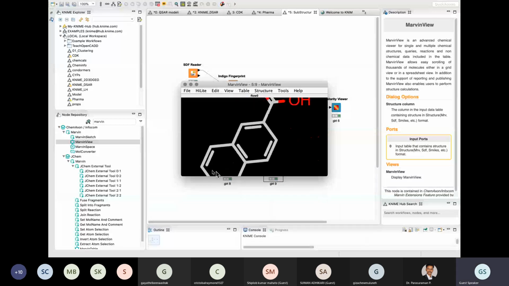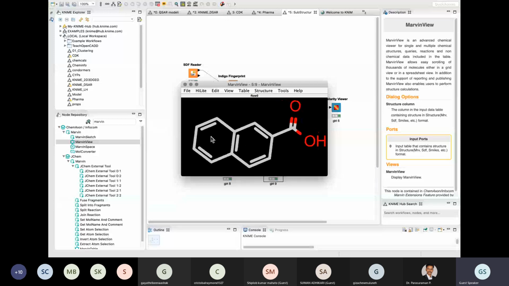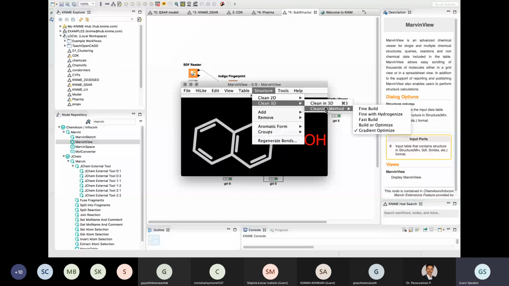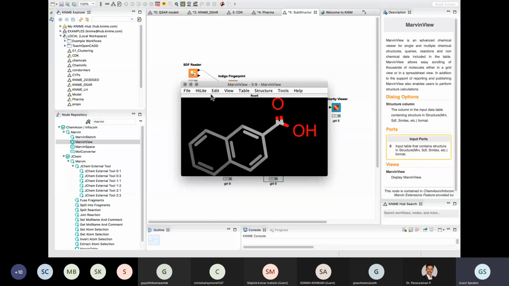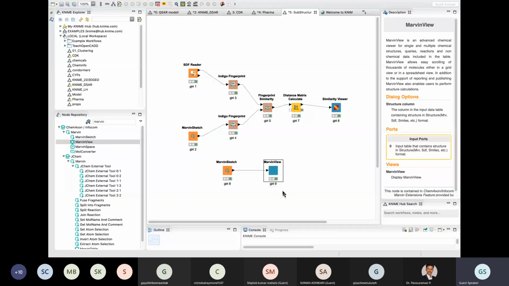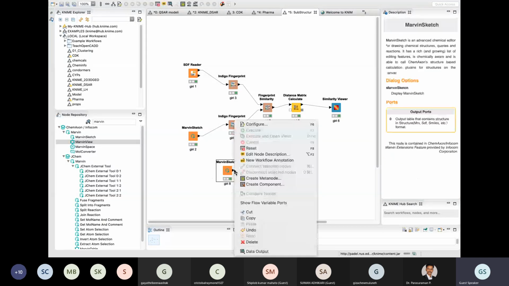I have the structure, right? I have the structure in 3D, but of course the structure is 2D. I have to convert it if I want it in 3D. So I can say clean 3D, it gets converted to 3D. Of course it will be planar, right? So this is again an easy thing. Like if you want to delete, click select and delete. That's it.